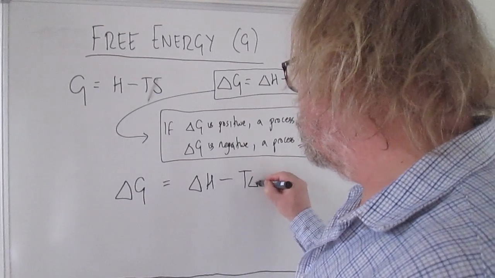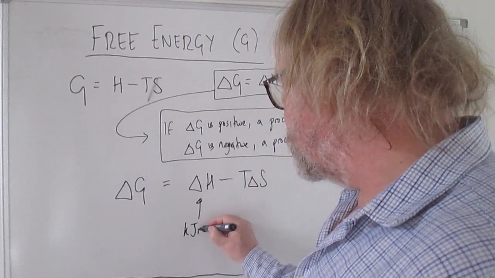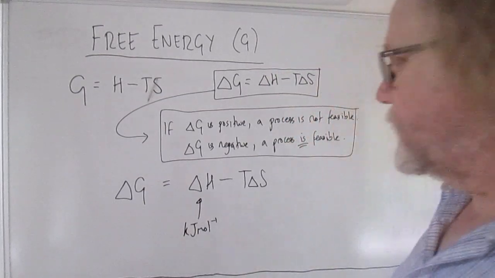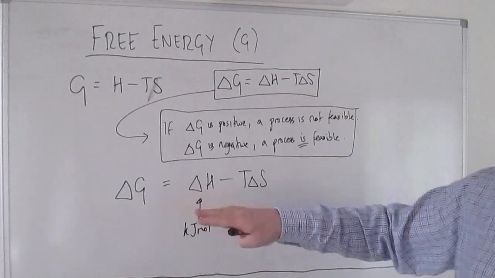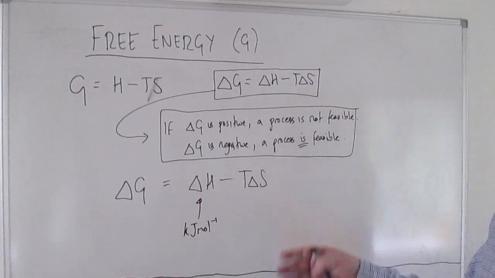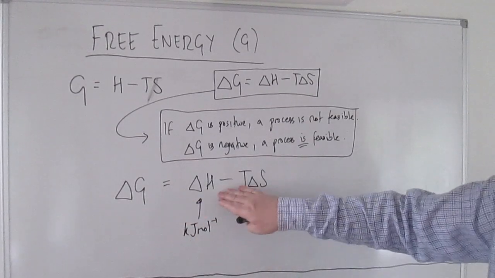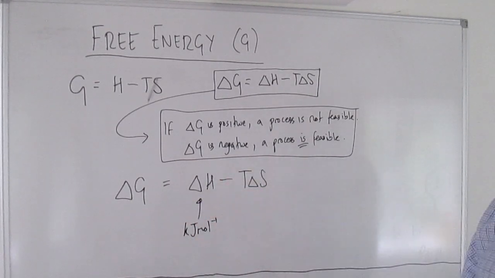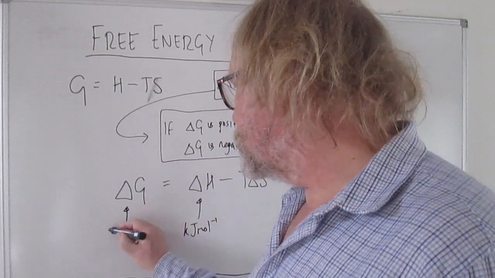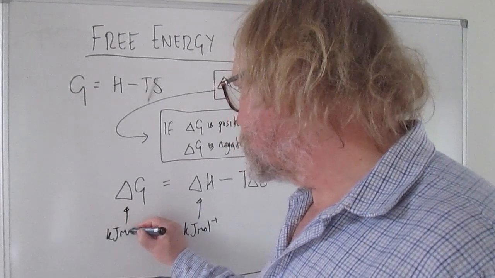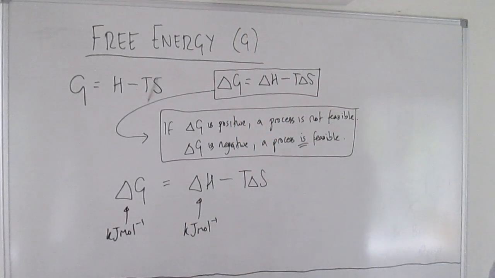And you know that delta H is in kilojoules per mole, because you're very used to that from all the enthalpy work that you've done. And you can see that if delta G is just delta H minus something, then the units of delta G must be the same as delta H, because you can't just subtract something and change the units. So because delta H is in kilojoules per mole, so too is delta G. So that's the first thing, that you now know what the units of the free energy change are.